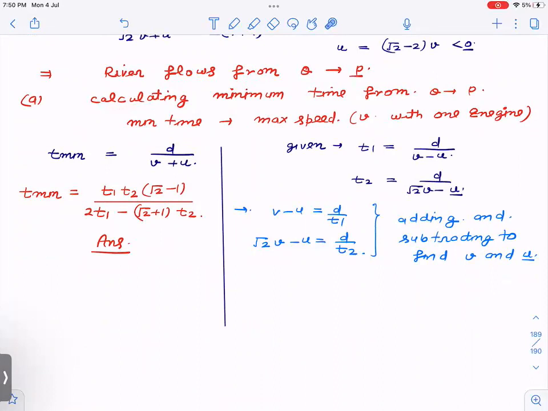Now, A part I'm solving. Minimum time we need to find out from Q to P. So minimum time means maximum speed, of course. And with one engine on, so V is the velocity with one engine. So time minimum will be what?